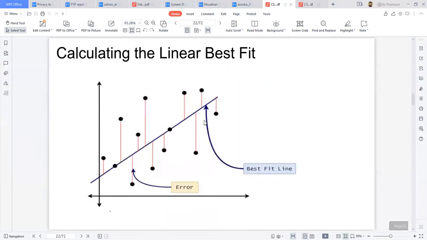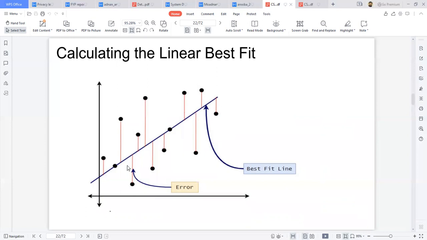This is the line. Actually this is doing the same thing here. It is calculating the distance, the error. This is the actual value, this is our value, the predicted value. So the red lines are the errors. We will calculate these errors and finally we know how much error is given.